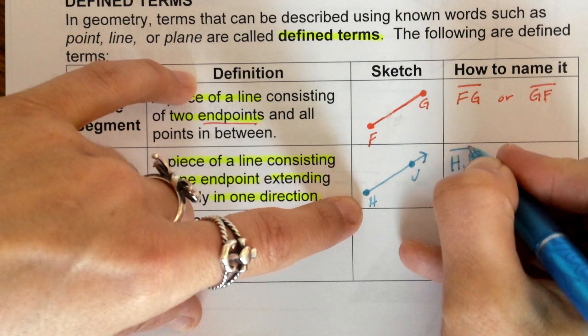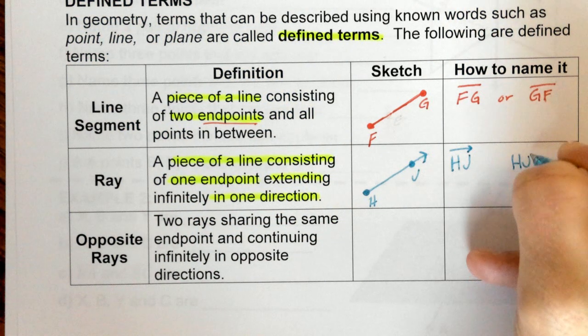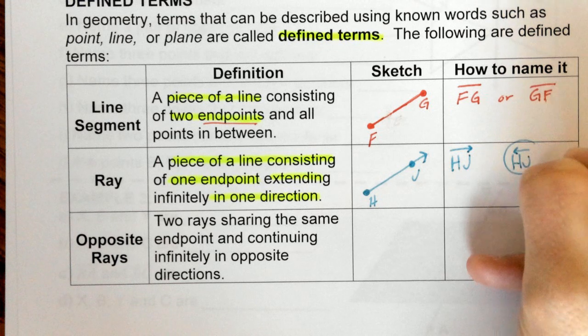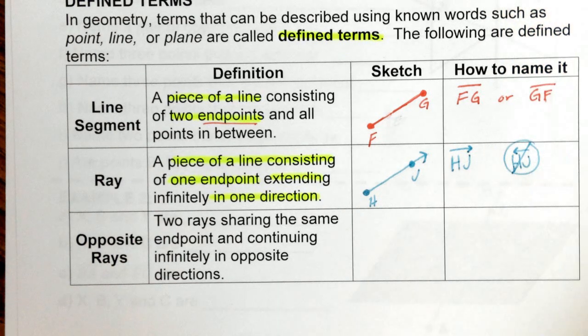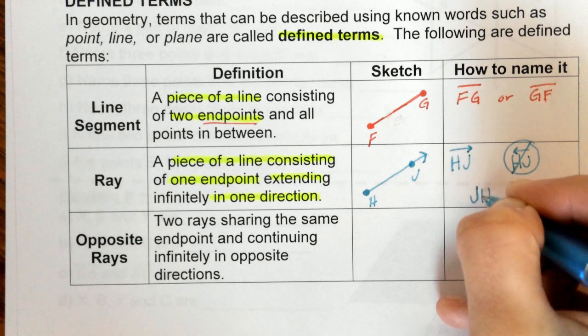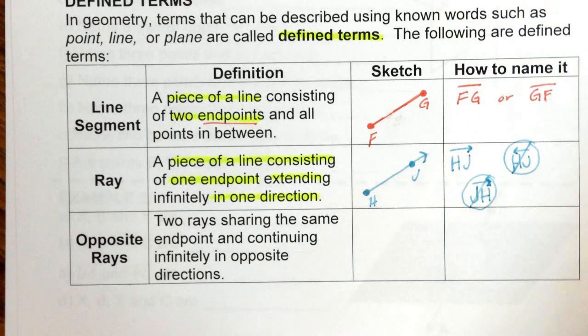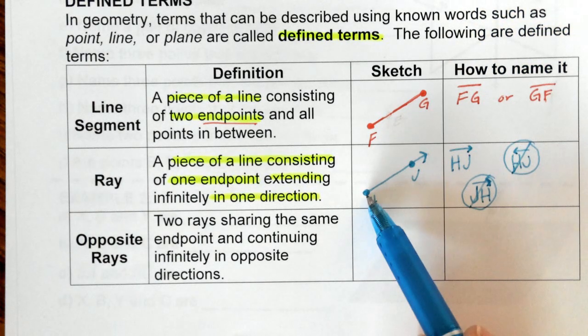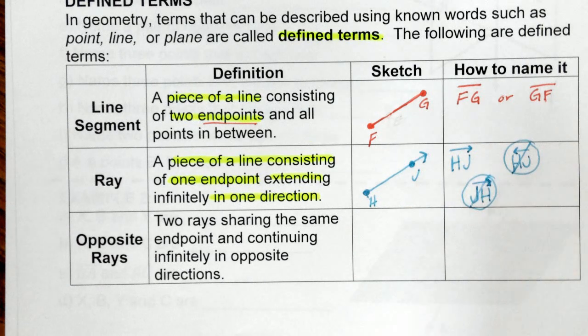The ray symbol always is an arrow pointing to the right. What we're going to put here is HJ with the arrow going the other direction, put a circle around it, put a slash through it. We cannot name it with the arrow going that way. We also cannot name it ray JH. This is a no-no also. We cannot name it that either. It has to start with where it starts and pick up any point, and you have an arrow pointing to the right.